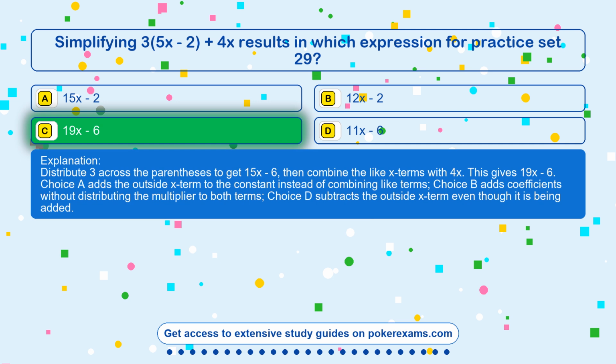Distribute 3 across the parentheses to get 15x - 6, then combine the like x terms with 4x. This gives 19x - 6. Choice A adds the outside x term to the constant instead of combining like terms. Choice B adds coefficients without distributing the multiplier to both terms. Choice D subtracts the outside x term even though it is being added.